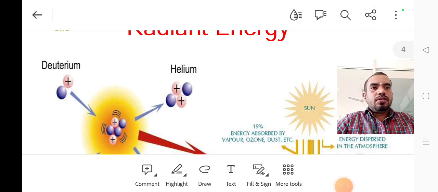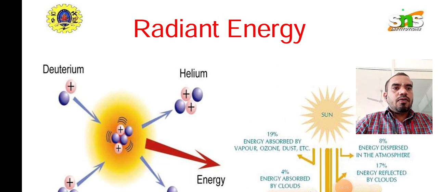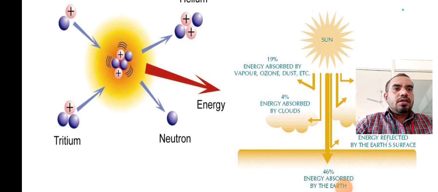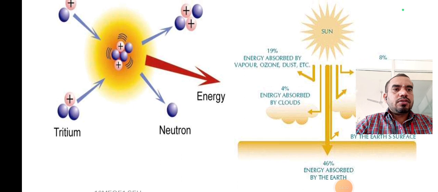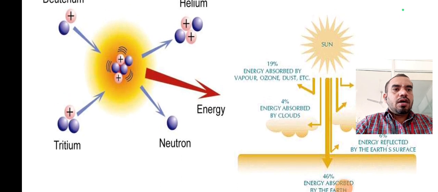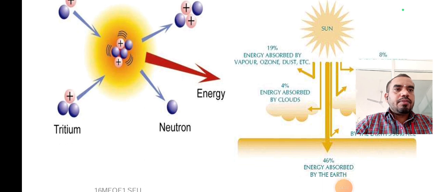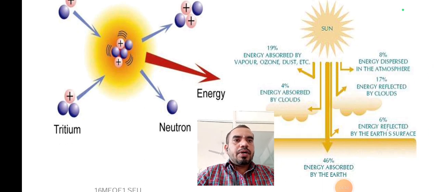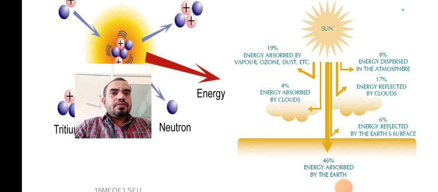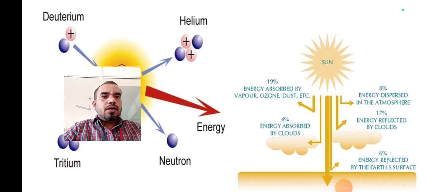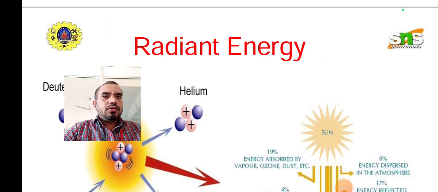So this is the overall view of radiant energy, and I hope you understood the concept of solar radiation and what percentage of it can be used when compared to all the other sources.